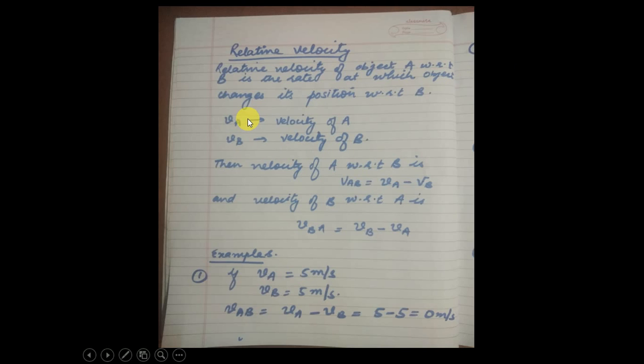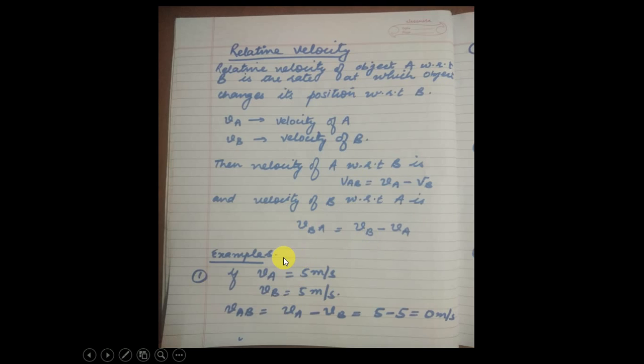How can we write relative velocity? For example, if VA is the velocity of object A and VB is the velocity of object B, then the velocity of A with respect to B is VAB, which is VA minus VB. Here B is the observer and A is the object whose velocity we want to find with respect to B. And if you want to find the velocity of B with respect to A, that would be VBA, which is VB minus VA. Here A is observing B.